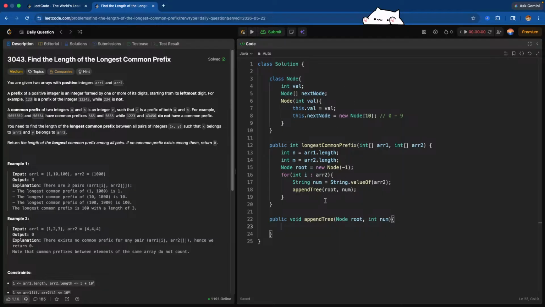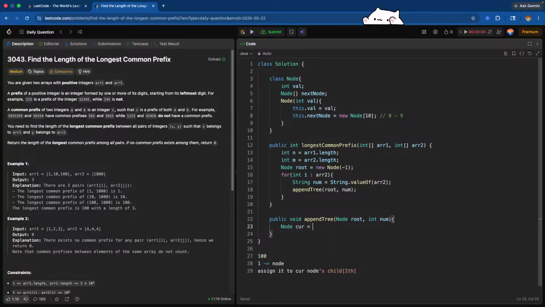Now for every letter in that num, example 100, 1000, first I'm gonna take one, make a node of it, assign it to the current node's child's one index, or this index basically, and then move forward. Okay, that could be the solution.